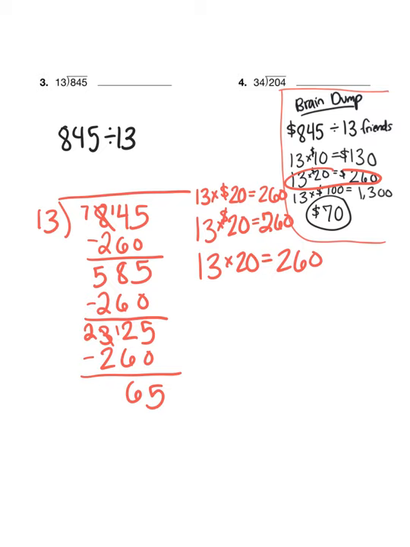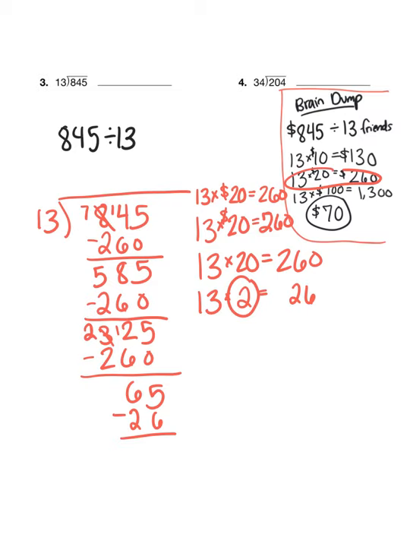Okay, I've got $65 left to share. So 13 times, ooh, tricky. Well, 13 times 20 is 260. I don't have anywhere close to that amount of money left to share. So maybe I could just do 13 times 2 and give everybody $26. Or really it would be give each kid $2 for a total of $26.